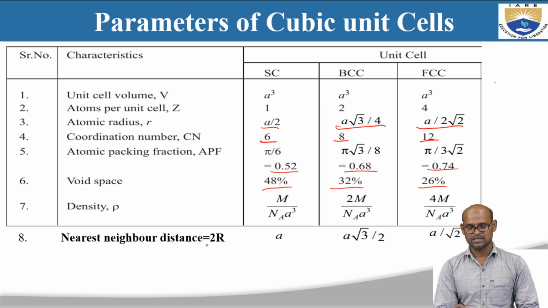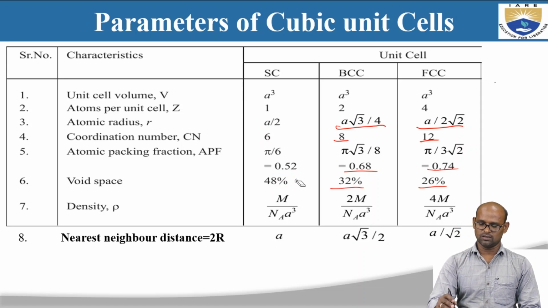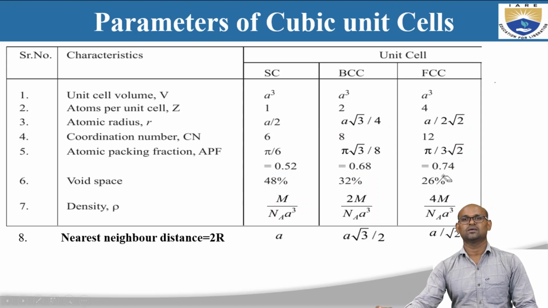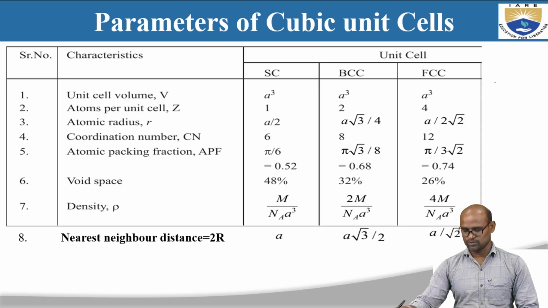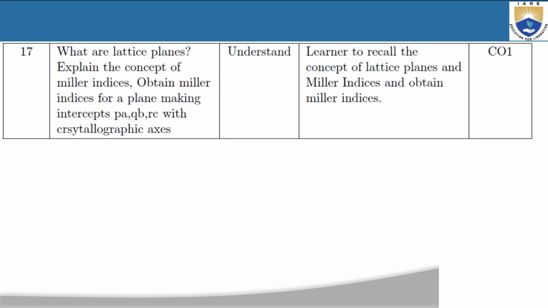And nearest neighbor distance is nothing but 2 into radius of each atom. So 2 into A by 2 will be A. 2 into square root 3 into A by 4 will be square root 3 into A by 2 for BCC, and A by square root 2 for face centered cubic. So we have discussed different parameters for simple cubic, body centered cubic and face centered cubic. So we have answered the question.